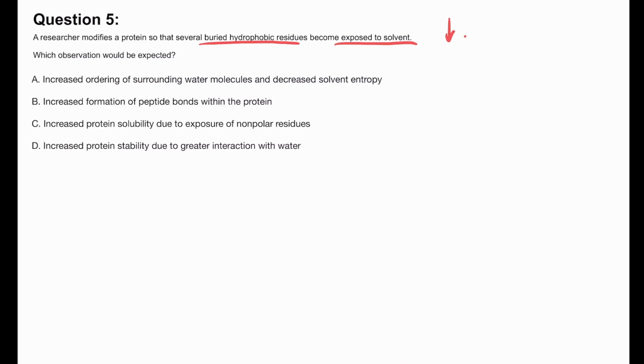Well, we should be expecting a decrease in the entropy of water. We know that this is going to force water molecules to form hydration shells. And then as a result, they're going to be more ordered because they have to form these hydration shells around hydrophobic residues, and the molecules that form those hydration shells won't be able to move as much.